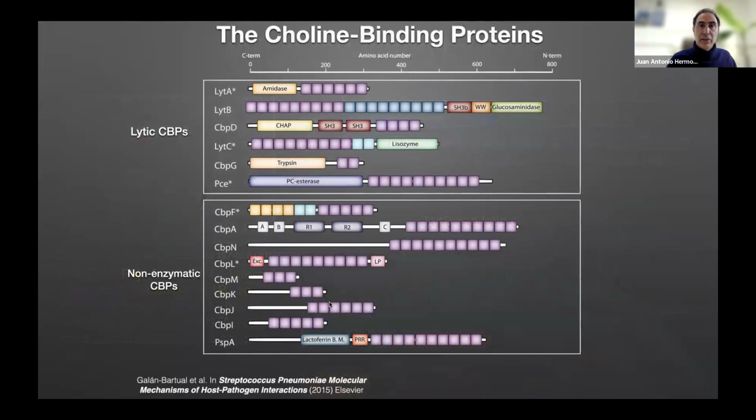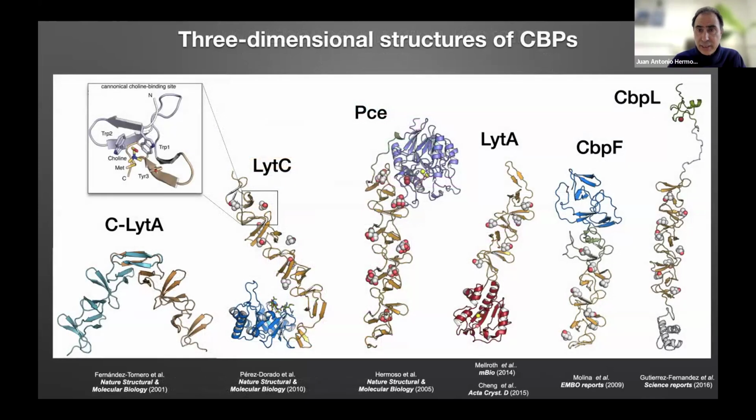The choline binding proteins are the most important family of surface proteins in Streptococcus pneumoniae. There are lytic and non-lytic, non-enzymatic CBPs, all of them presenting catalytic domains and different repeats, the so-called choline binding repeats. These form a choline binding module that is able to recognize the teichoic acids by interaction with the choline moieties. During these years, many structures of these choline binding proteins have been solved, many of them by our group.